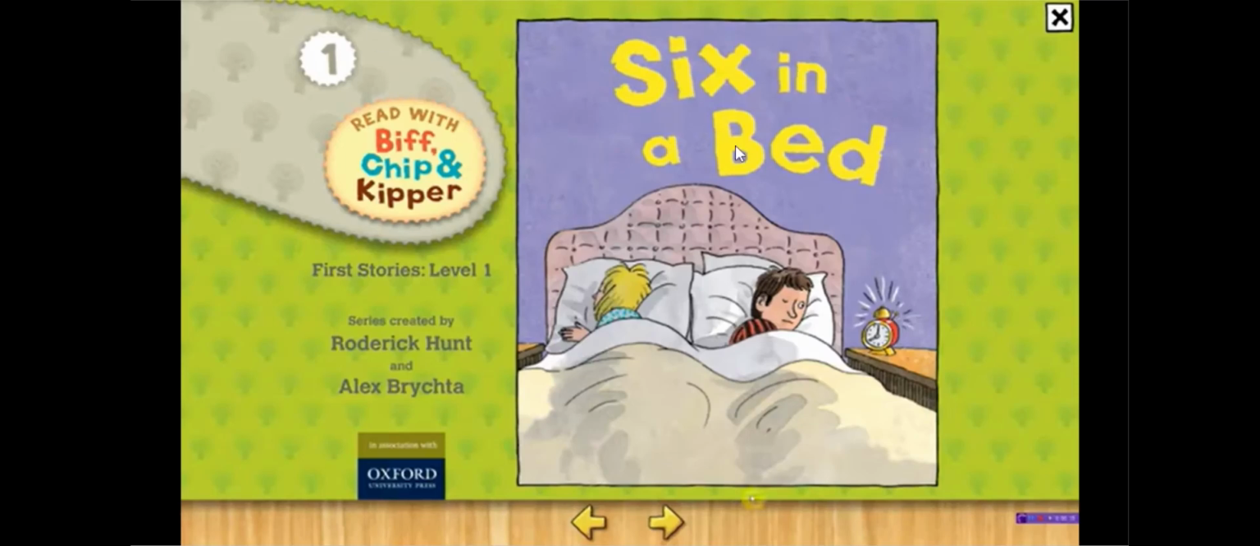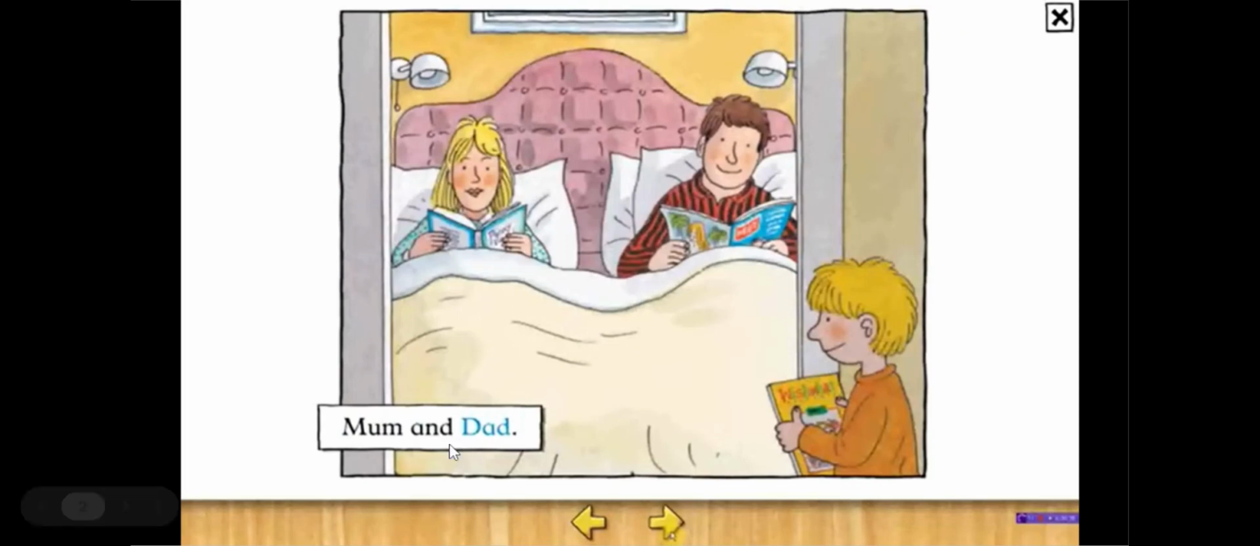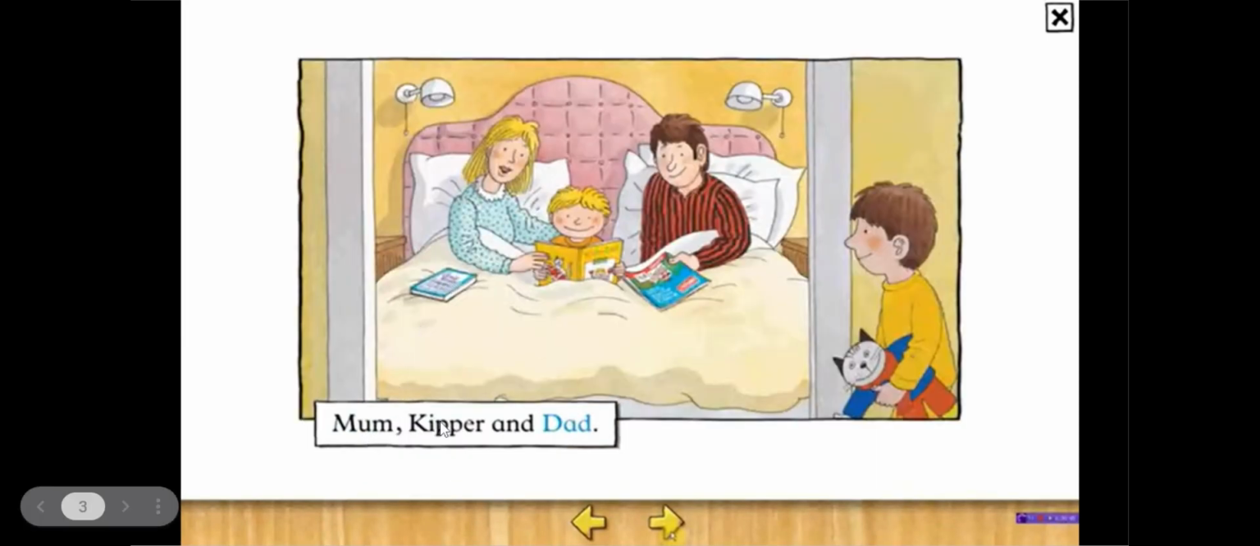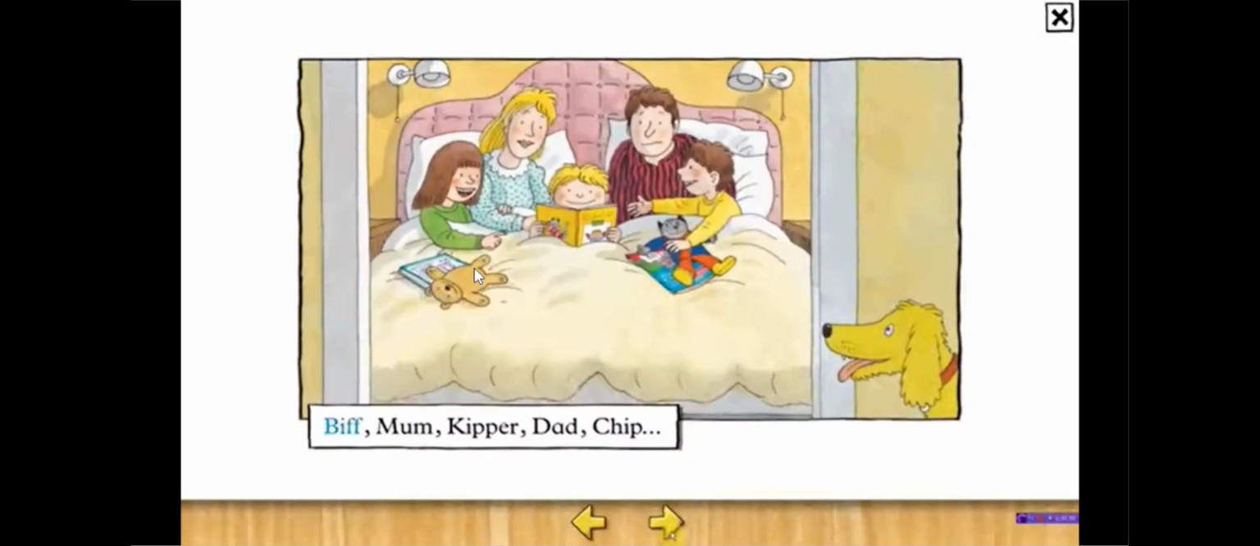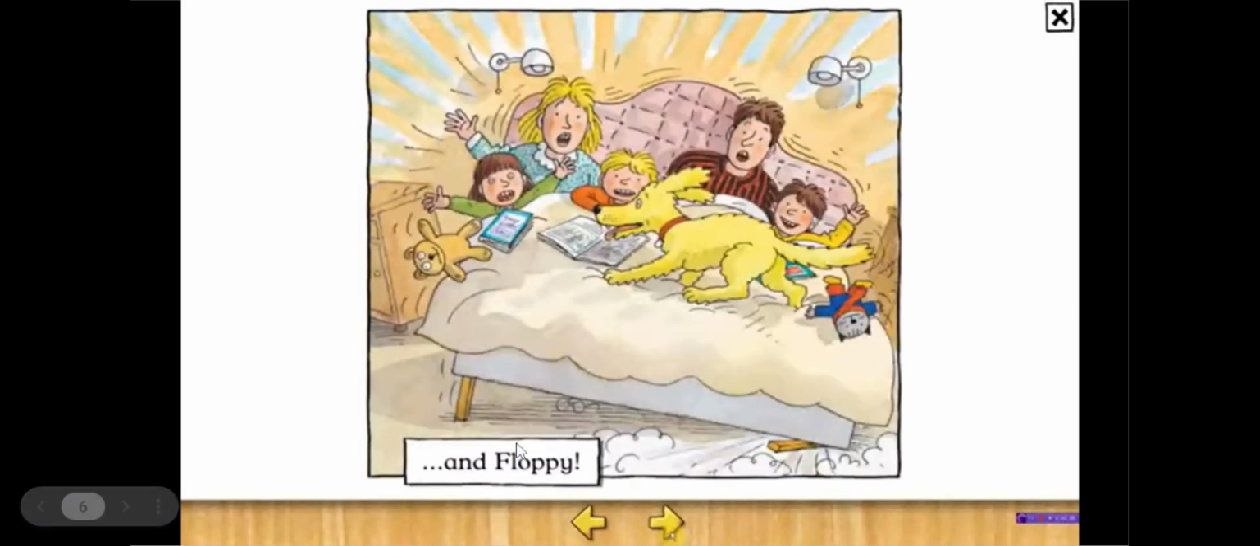Sex in a bed. Mom and Dad. Mom, Kipper, and Dad. Mom, Kipper, Dad, and Chip. Mom, Kipper, Dad, Chip, and Flappy. Oh no, Flappy is a naughty dog.